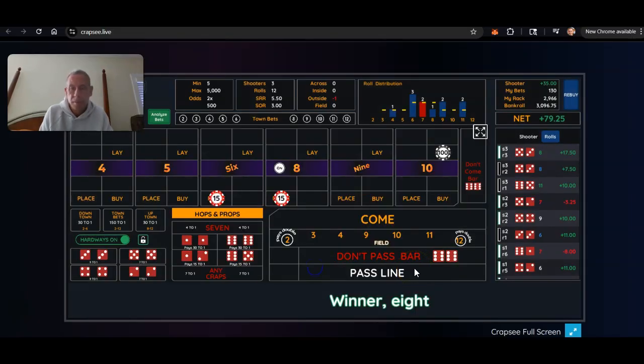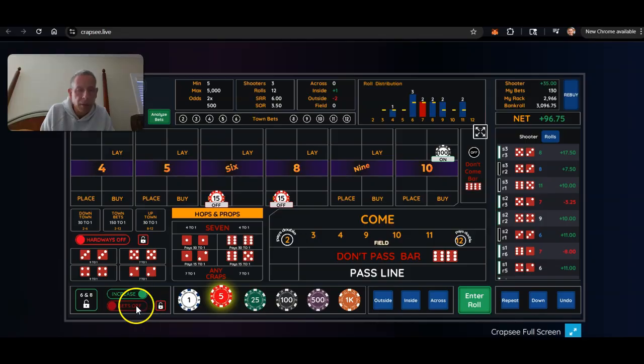Winner 8. Okay. I don't know why these turned off. All right, so we made, because I forgot to put the field bet on. Oops. All right, whatever. So we can reduce this. We saved a little bit of money there by accident. Okay. And we have to put the field bet back on. Okay. All right. So we're up 96 now. Come out, roll. Here we go.